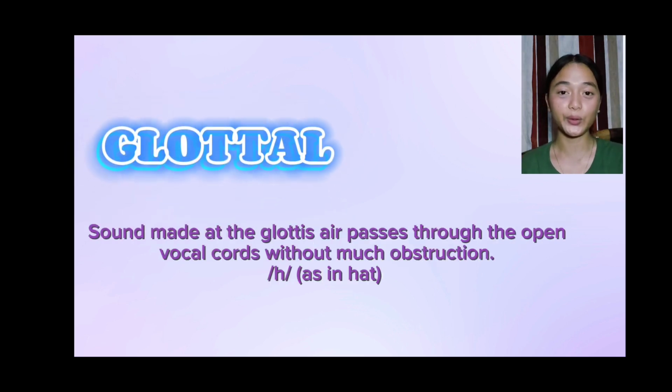And the last one is glottal. Sounds made at the glottis, or vocal cords. Air passes through the vocal cords without much obstruction. For example, ha, as in hot. And now we are done with the places of articulation.